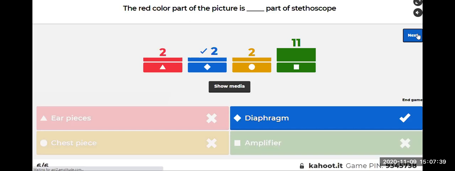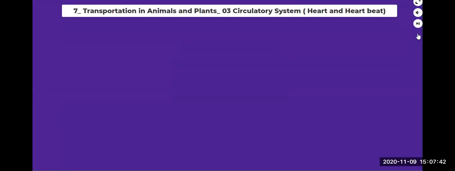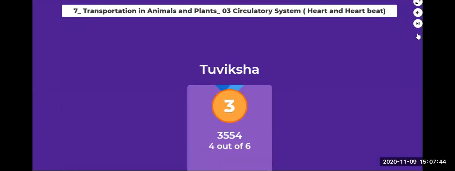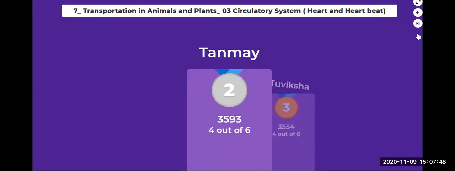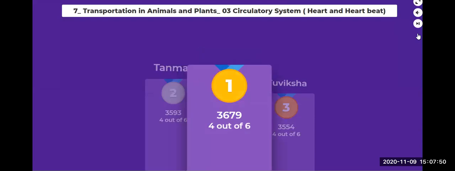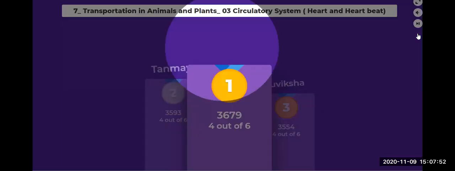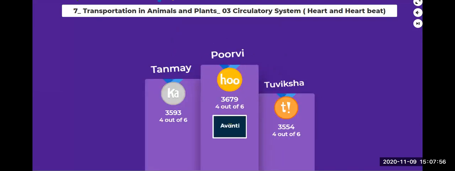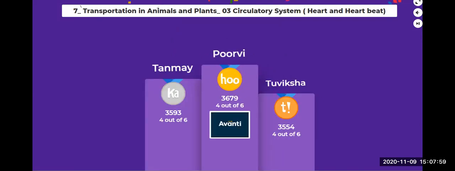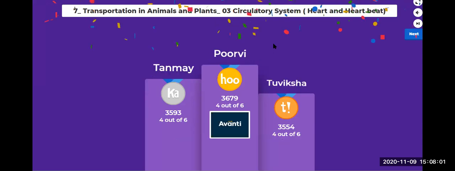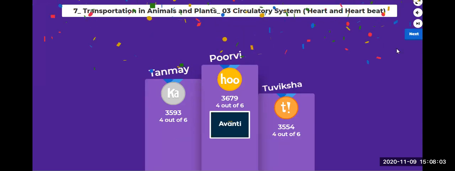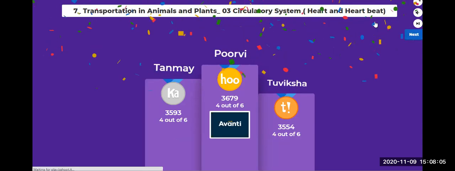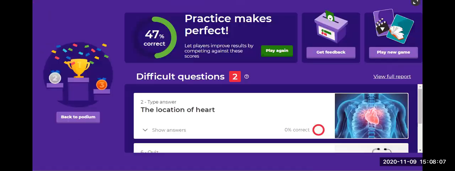Okay, let's see who got it correctly. Vishka third, very good, Vishka, kept the place. Second, Tanmay, very good Tanmay. Who is first? Purvi, surprising. Very good, Purvi. Fourth, Harsha. Fifth, Shravya. Congratulations, everyone. Right? So we will have one last Kahoot. Ready? One last Kahoot.